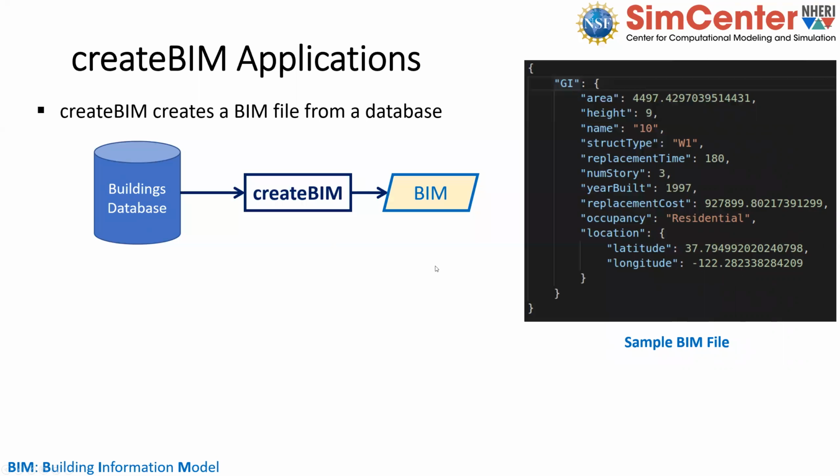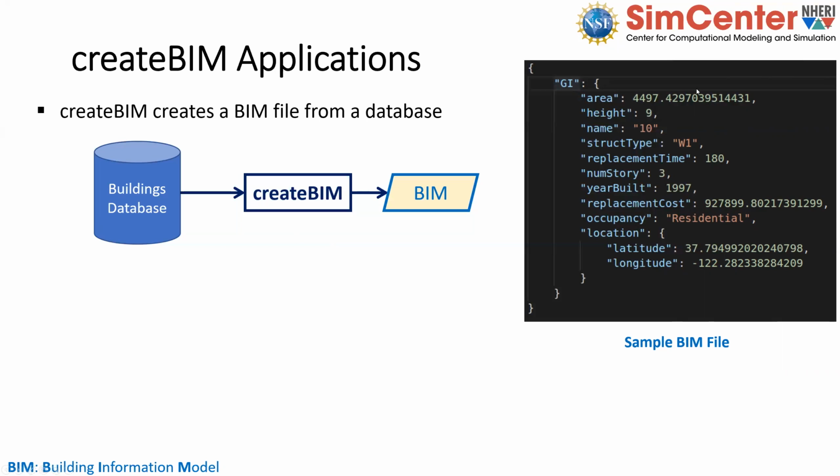We basically want to obtain this BIM file for each building in the region, and this is the first interface file. If we can obtain a building information model in this format, the rest of the workflow can consume this information and use it for the rest of the calculations in the workflow.